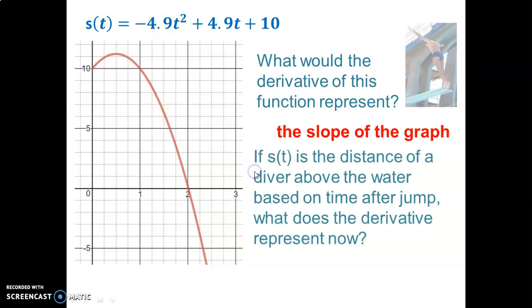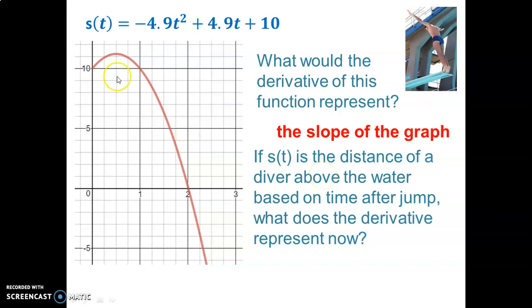The slope. Now, if you're told in context that this s of t function represents the distance of a diver above the water, so imagine this is the water surface here. This is their height above the water, so they jump up and then down and they make a dive and then hit the water surface here, and then they're underwater, right? Negative values. So distance above the water based on time after jump. What does the derivative represent now?